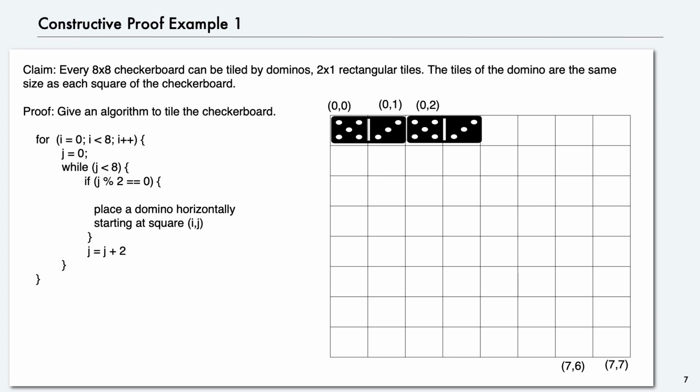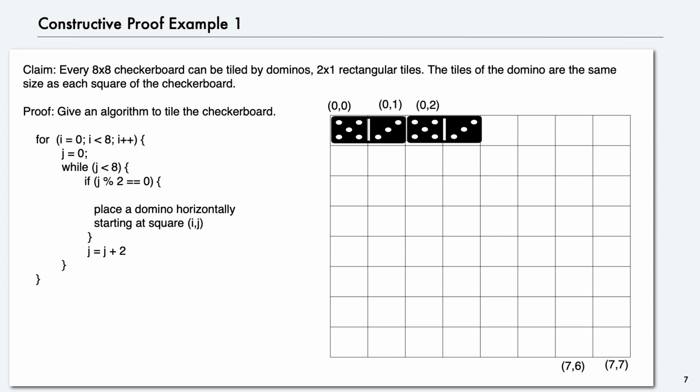When we increment i, we will have i equal to 1, that's less than 8, and we'll repeat this process of going through each row of the checkerboard and tiling it horizontally with dominoes. This is an example of a constructive proof because we actually demonstrate to you how we can tile this checkerboard with dominoes.